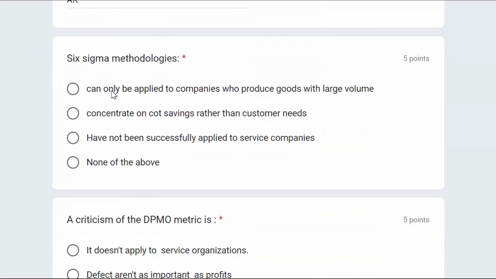Six Sigma methodologies can be applied to companies who produce goods with a large volume? No. Concentrate on cost saving. Please read it as cost saving rather than customer need. No. Have not been successfully applied to service companies. No. So none of the above.